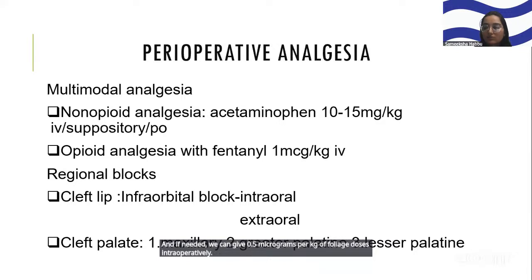And we can also give regional blocks. For cleft lip repair, we give an infraorbital block. It can be given in two ways, either intraorally or extraorally. And for cleft palate repair, we give a suprazygomatic maxillary block, greater palatine, lesser palatine, and nasopalatine blocks. Can you show? Yes.